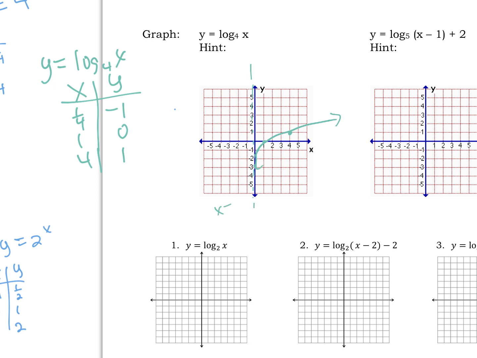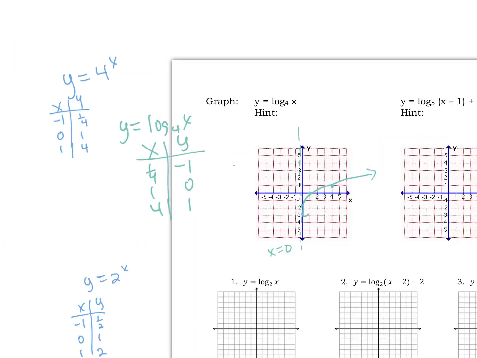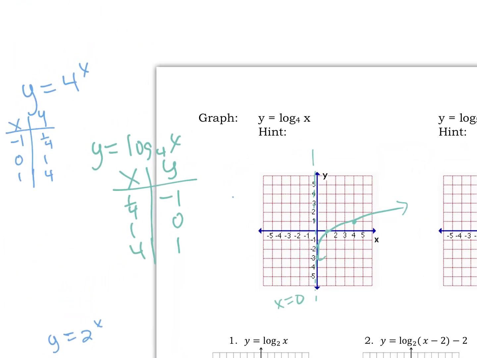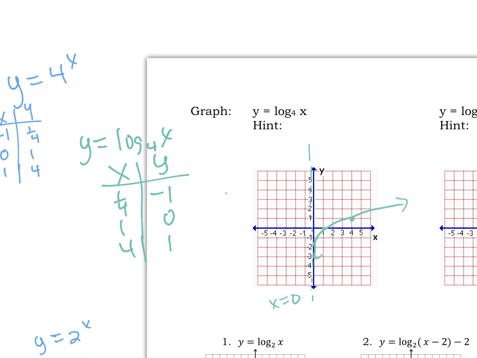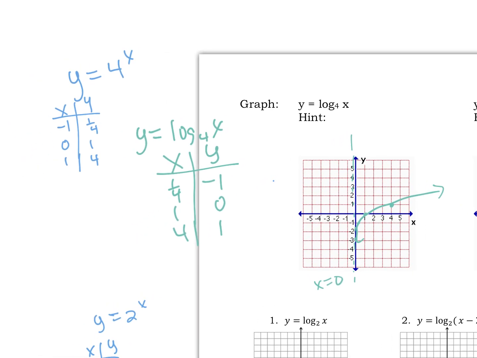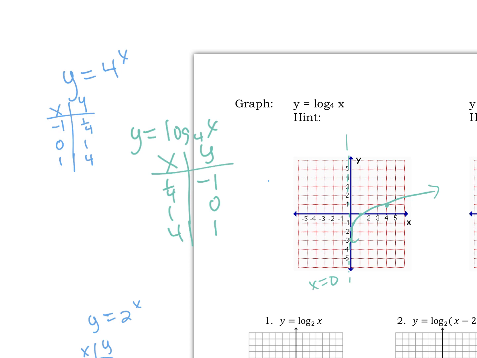Wait, so why do you switch it again? Just because it's a log? Yep, because originally we're doing the exponential graph, but we want to graph the logarithmic graph, which is the inverse. So we're switching the x and the y. So yeah, you need those two tables, remember. Okay?